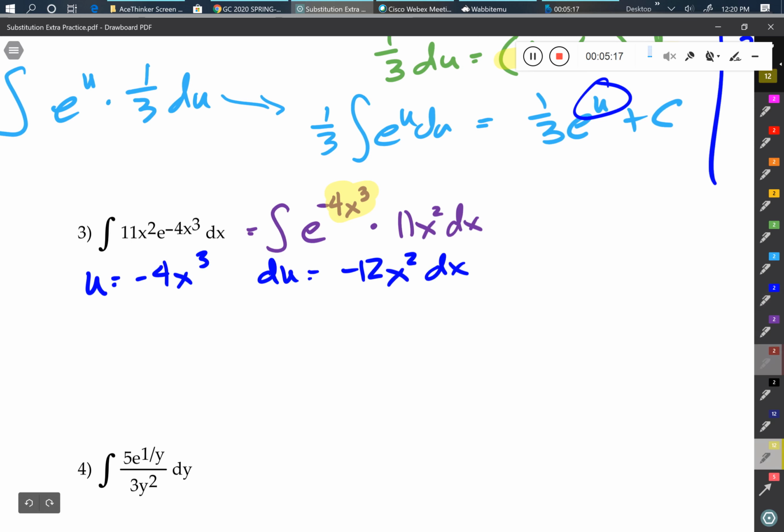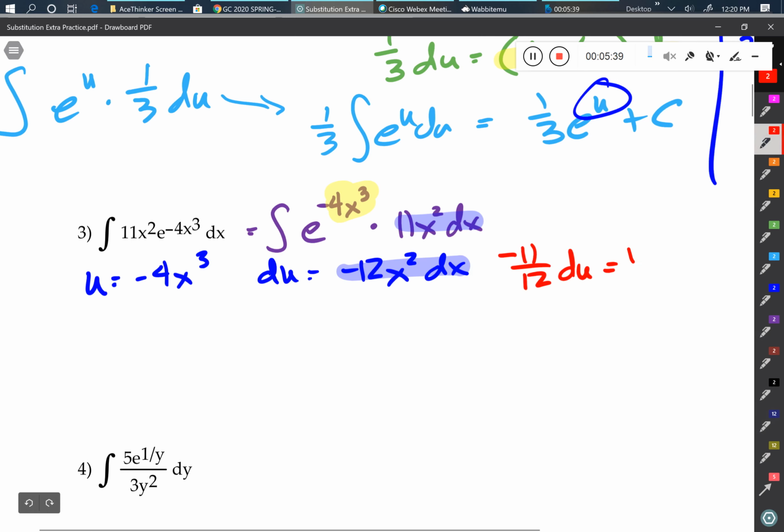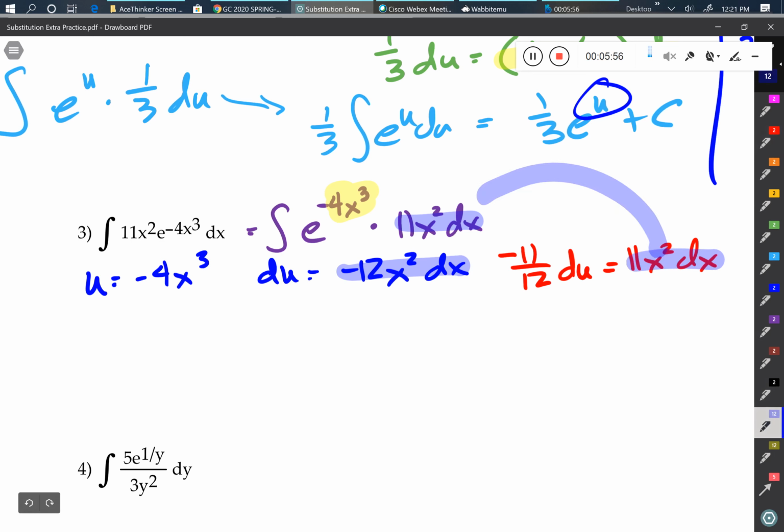Now this one is a little trickier than most, because while this doesn't match, I can still make it happen. But it's not going to be as simple as just dividing by negative 12. I have to divide by negative 12 and then multiply by 11. And so that's going to give me negative 11 twelfths du is equal to 11x squared dx. Okay? And now this matches, so I can do my substitution.